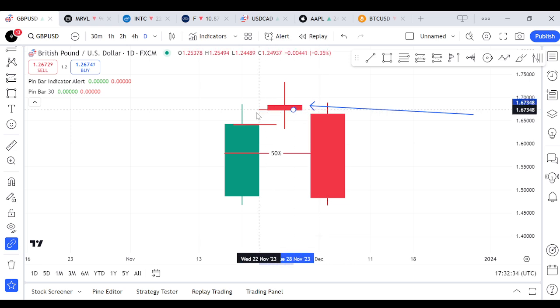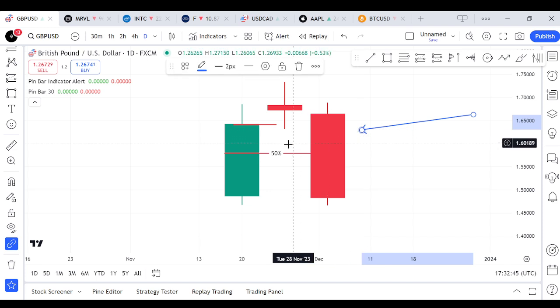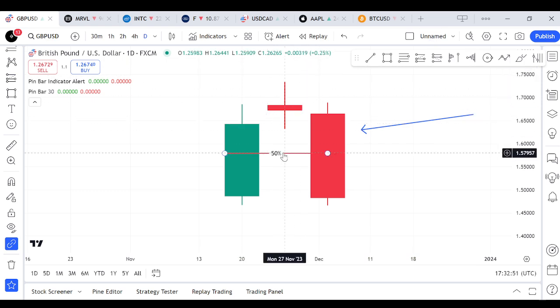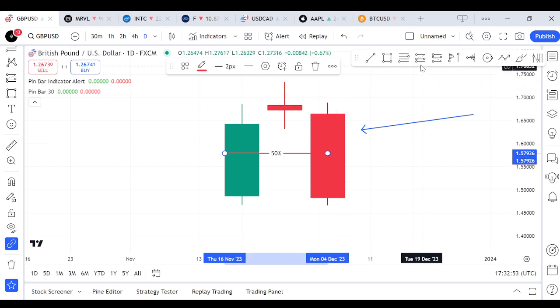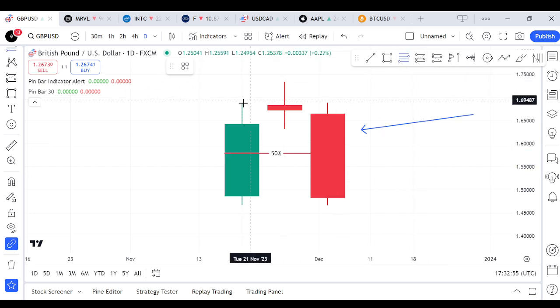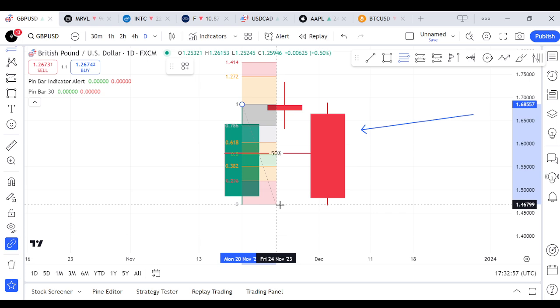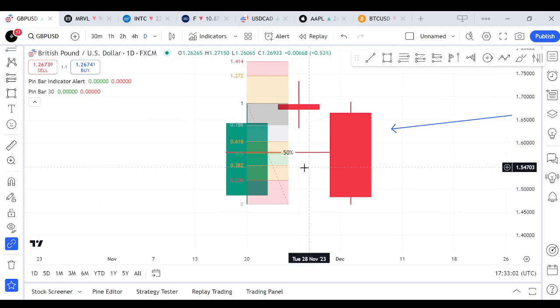And the third candle confirms the reversal with specific criteria. It must be a bearish candle. It should close at least 50% into the body of the first candle. So this is the 50% of this candle, and you can check that using your Fibonacci from the start of the candle to the end of the candle, from the opening to the close, and this is the 50% right there.